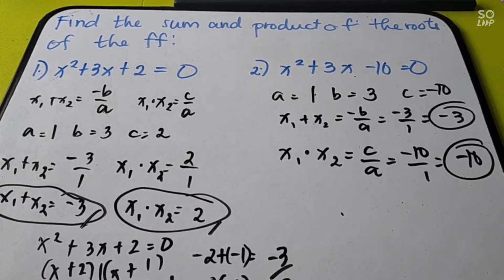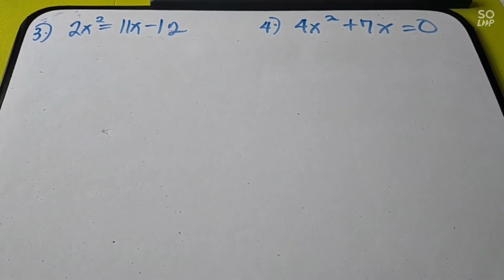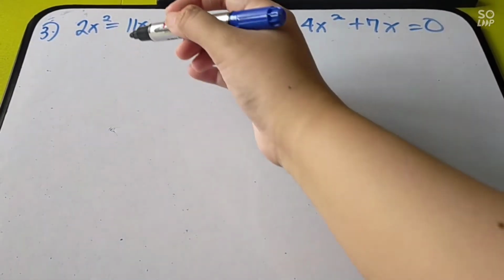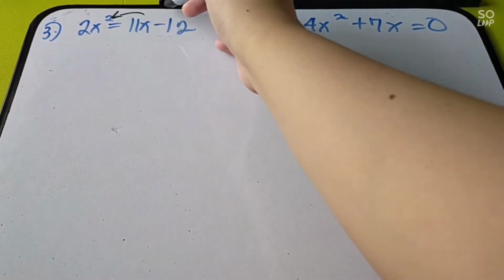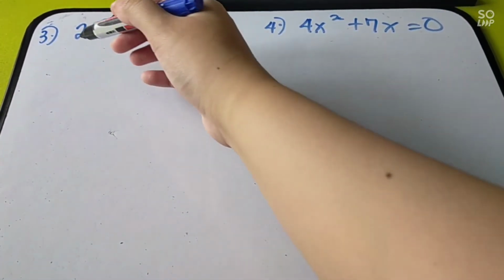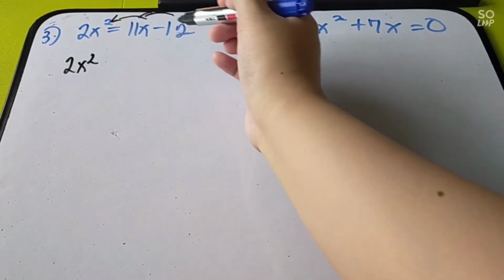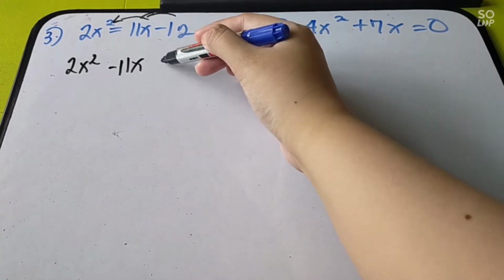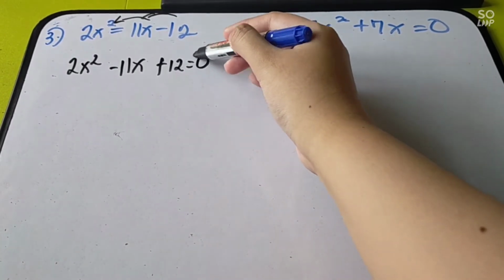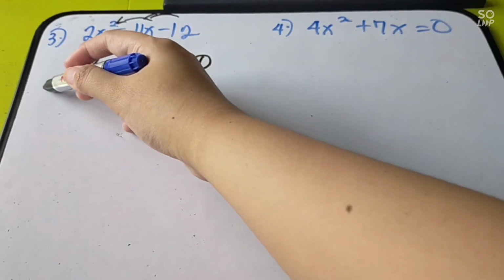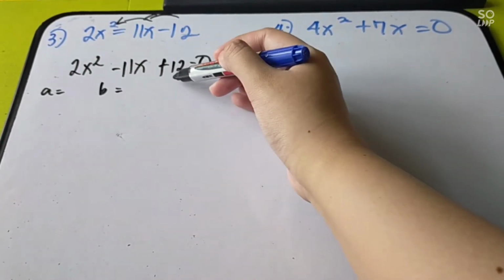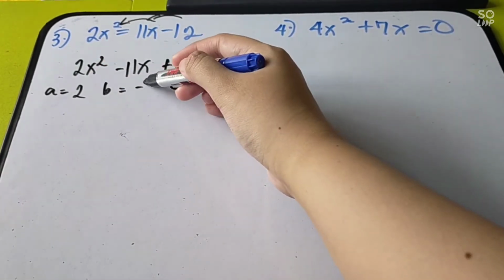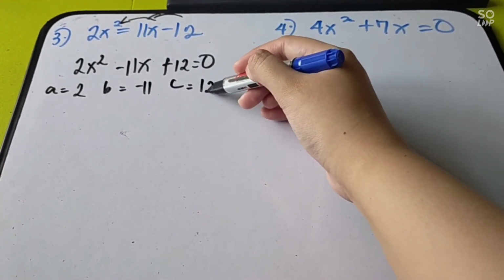So, let us have more examples. Number 3. 2x squared equals 11x minus 12. So, hindi siya naka-arrange. So, arrange natin. Transpose natin to the other side. So, you have your 2x squared, then positive 11x becomes negative 11x, negative 12 becomes positive 12, then equate mo lang to 0. Then, let us have your a, b, and c. Your a, we have here positive 2, your b, we have negative 11, and your c, we have positive 12.